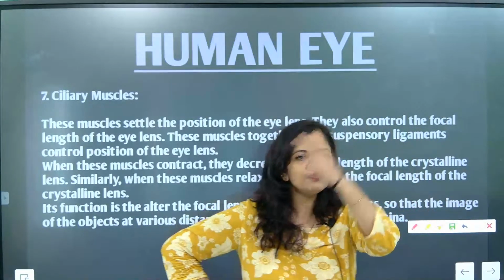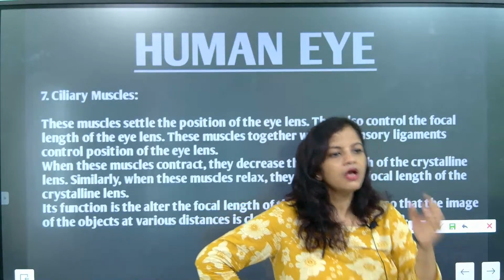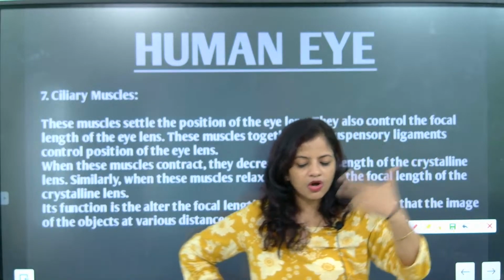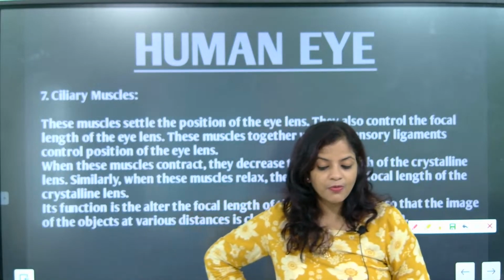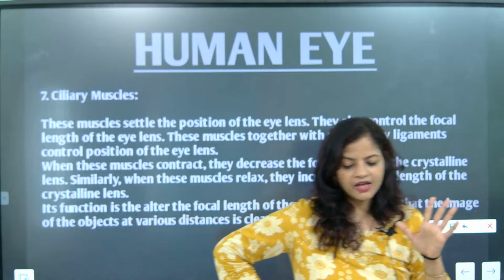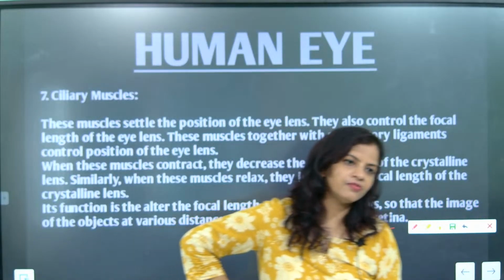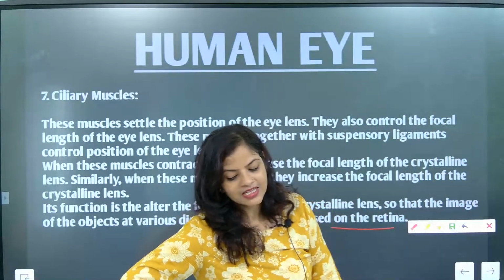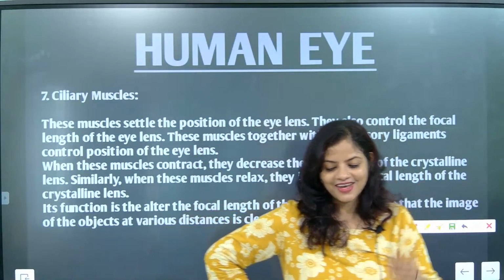And suddenly you will see one dog crossing nearby. You can shift the focal length very fast. And shifting of this focal length very fast is possible because of what, Vishwa? Because of ciliary muscles. So ciliary muscles and suspensory ligament.